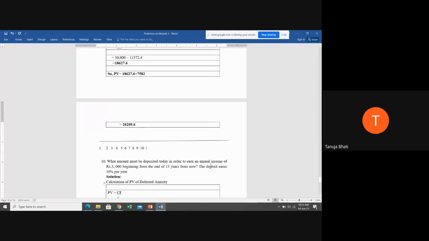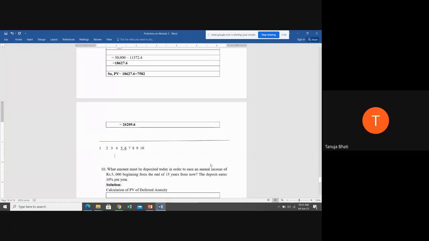Okay, students. Now pay attention to this line, students.